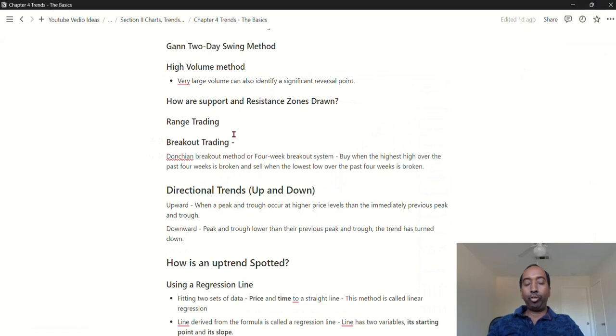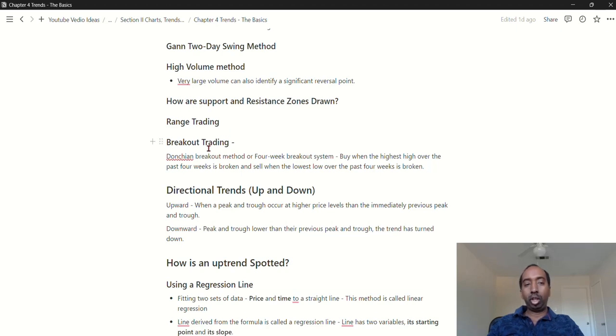Range trading. We have different kinds of trends. We have already seen upward trend, downward trend, and range, the trading range. It's highly recommended not to trade within a range because it's highly risky and it's for professional traders. Always trade either an upward trend or a downward trend.